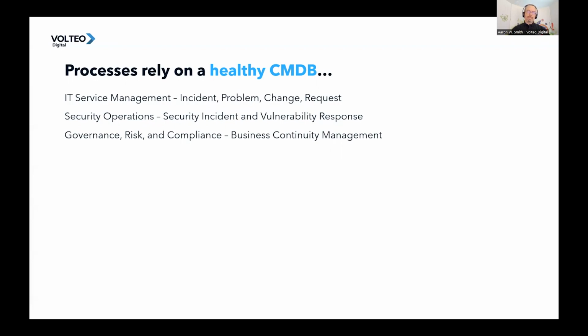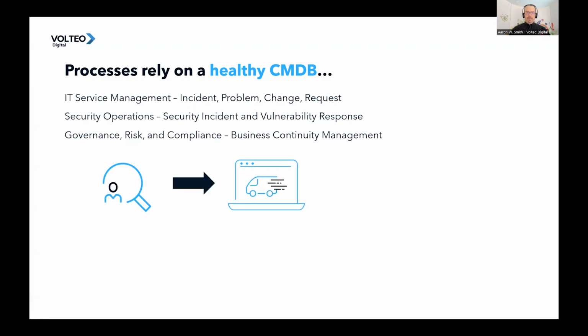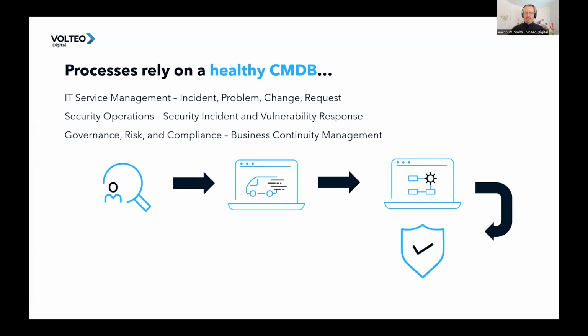So let's imagine that you are an individual working in one of these processes and you need to look up a given CI. When you do that search, you not only find your data, but it is timely, it is up to date, it is accurate, it is complete, and it allows you to do your job, whatever that need is within that process. If that happens, you're going to see a level of trust in that data.